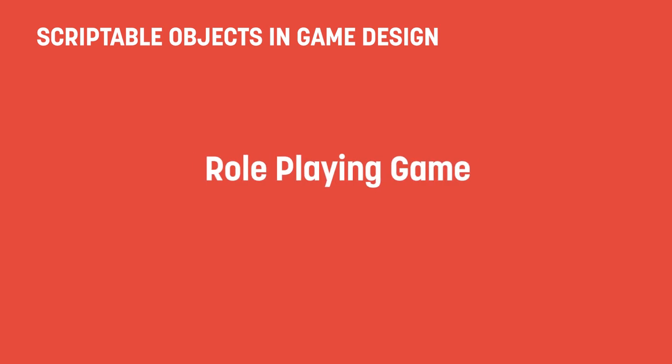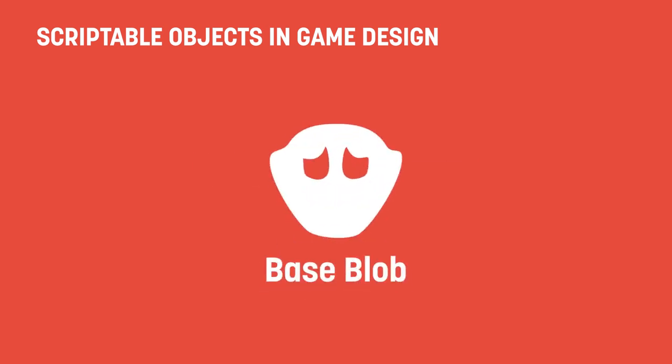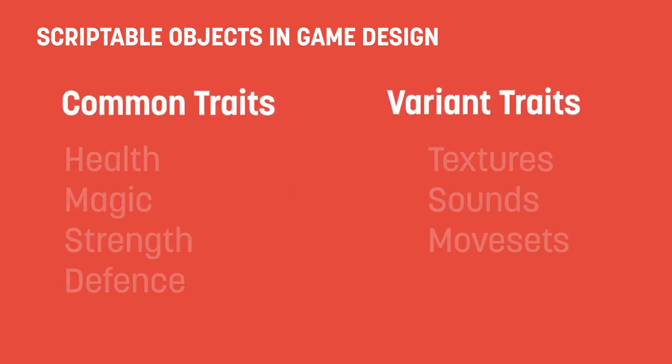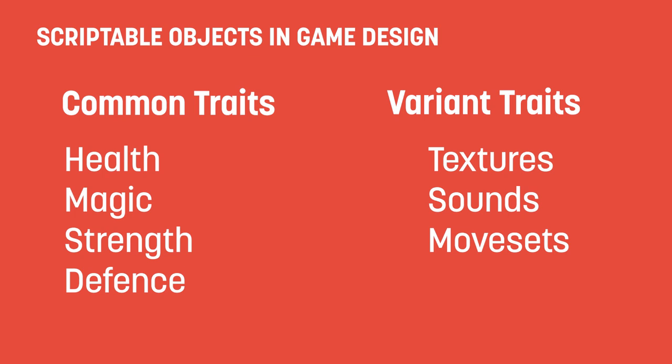You can also nest scriptable objects for more advanced shared data management. Let's suppose you're building a role-playing game. You may have a blob enemy, and you want 5 different variants of the blob for the 5 different biomes in your game. Now, you want there to be some marginal differences between them, such as movesets, but the core stats are mostly the same.